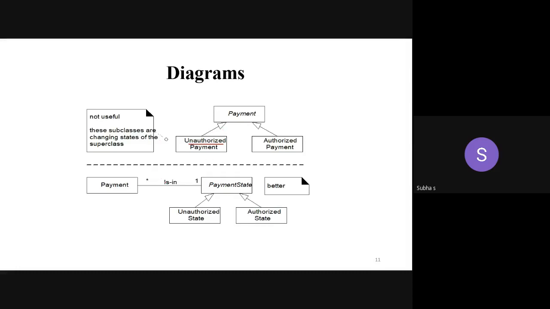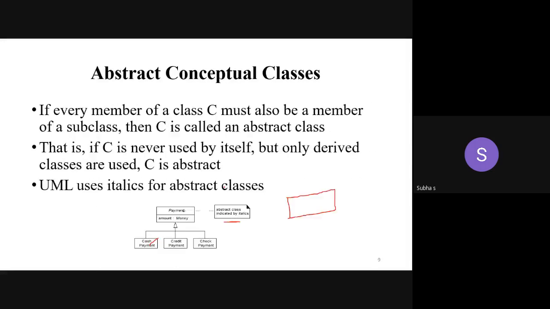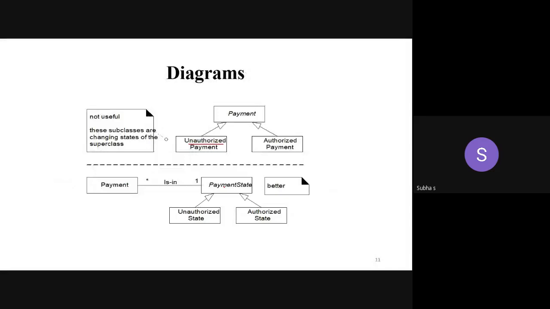So instead, what you have to do? The payment is in a payment state. You have to mention the particular class state as a separate class. That is given here: define a state hierarchy, then associate those states. Because it is not permanent. Always your payment won't be unauthorized. Sometimes it may be unauthorized. So create another class called what? Payment state. Then under the payment state, you may have two states, either unauthorized state or authorized state.